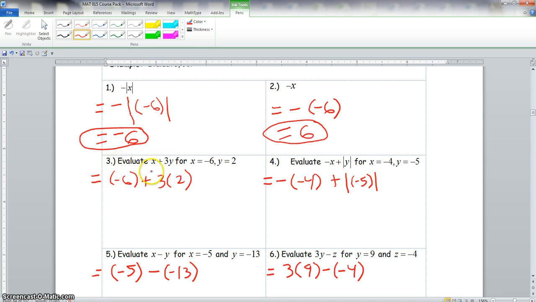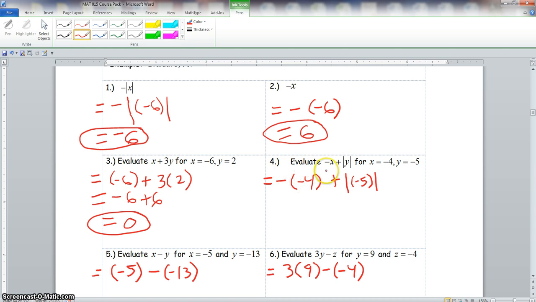So now we come down to number 3. It says evaluate x plus 3y, for x is -6, so I substitute in -6 for x, and y is 2. So I put in 2 for y. So now we look at our operations. We cannot do anything with these parentheses. So we have addition and multiplication. We know we do the multiplication first. So we could bring this -6 out of the parentheses. So we have +3 times 2, which is +6. -6 plus 6, we know is 0.